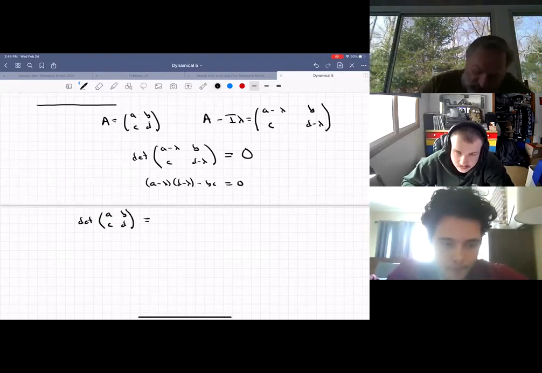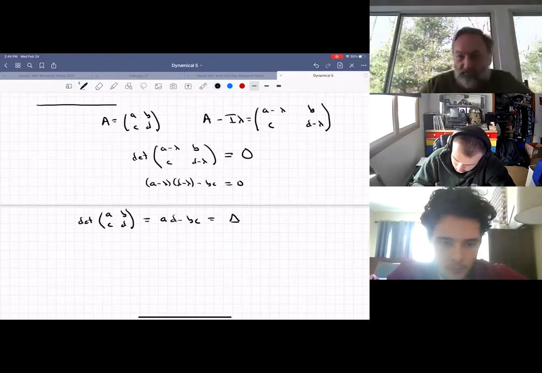Okay, so the determinant of this is AD minus BC, and I'm going to call that with the symbol delta. So the determinant of my matrix A, I'm going to call delta.